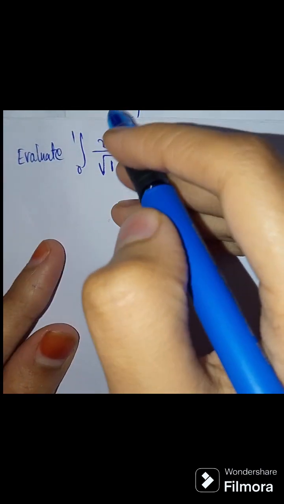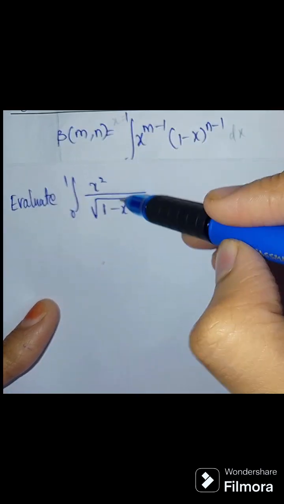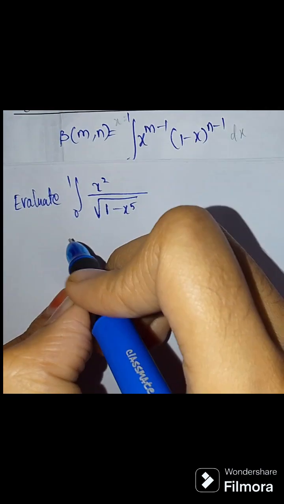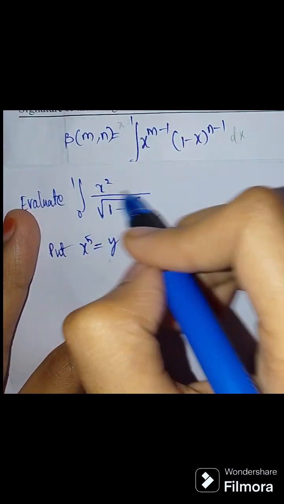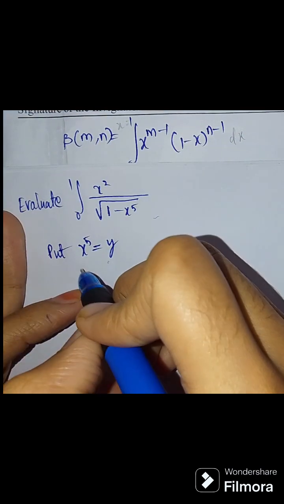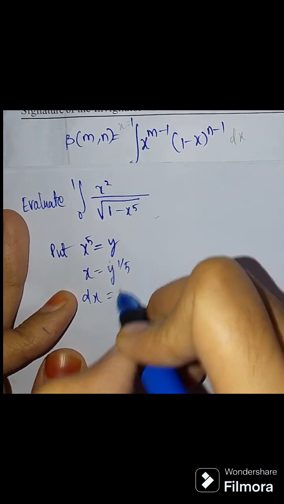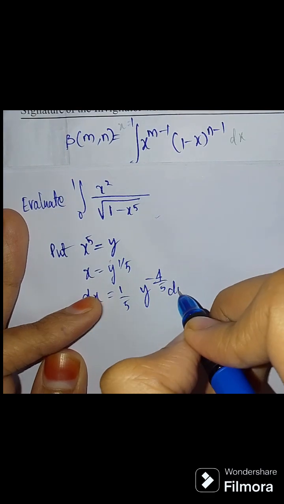Evaluate from 0 to 1. See the limits of 0 to 1. As soon as I see it, I can understand this is beta. And see here, I want x, not something with x powers. So whatever is x to the power 5, that I will put as y. I don't like this, so I'm putting it as y. And I don't want it in the denominator, I want it in the numerator, so I'll bring it up. First let's do the derivative. x is equal to y power 1 by 5. So dx will be 1 by 5 y power minus 4 by 5 into dy.